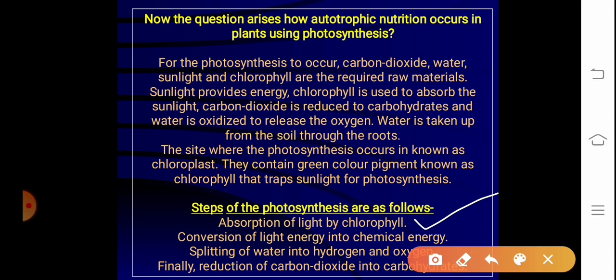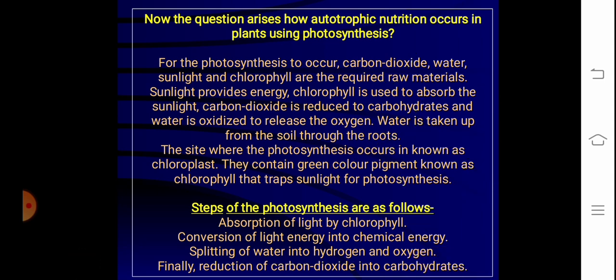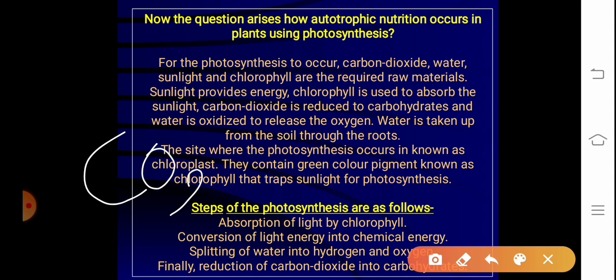So next step, what happens? After absorption of light energy, the absorbed energy is converted to chemical energy, right? Then what else happens? Next, splitting of water molecules takes place. As I told you, H2O, the water molecule, is split into hydrogen and oxygen. Okay, and in the products we have also seen that carbon dioxide is being used, right?